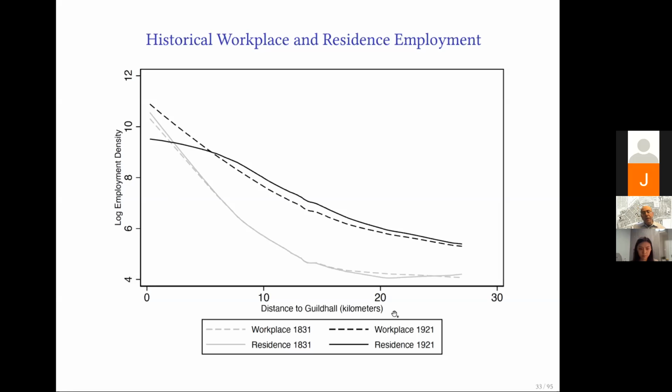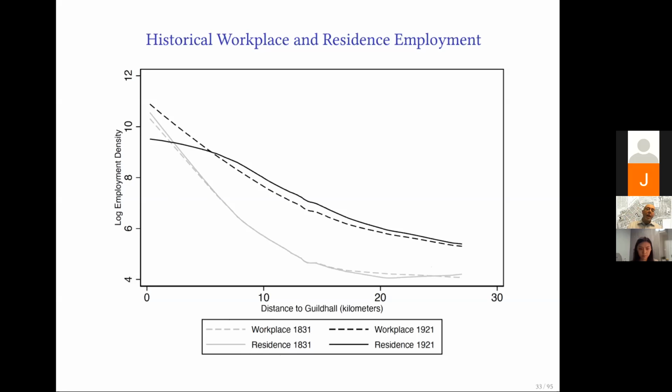In gray here, you see the same objects in 1831. Employment by residence in 1831 is essentially data; we get that from the population data. But employment by workplace in 1831 is a model prediction. That's something the model has filled in for us, the missing data. And as you can see, consistent with the other evidence we've seen, in 1831 workplace and residence employment density are pretty much on top of one another.